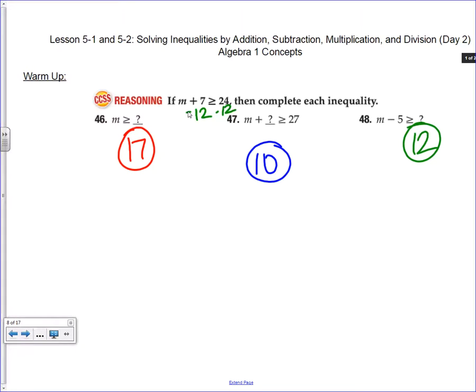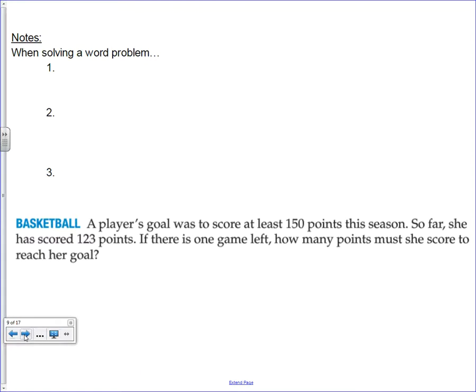Everybody doing okay? Wonderful. So today you're going to do a lot of the same stuff you did yesterday, except for now you have to write the problem, okay? And I have 3 steps that I would like for you to follow. First and foremost, you need to determine the unknown. Basically, what are they asking? And what do we normally use if it's unknown? A variable.